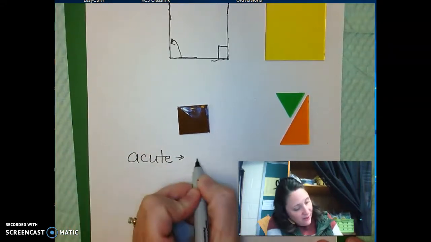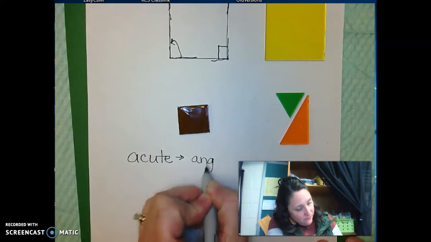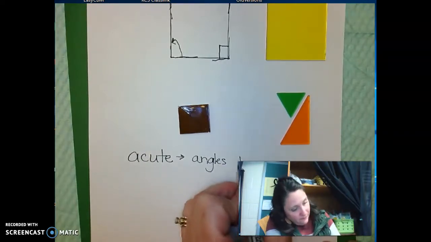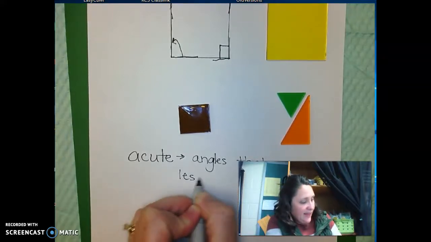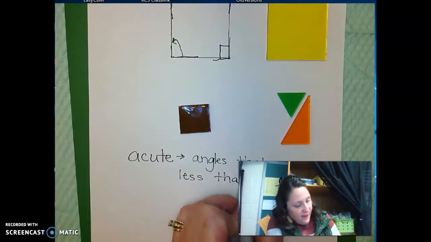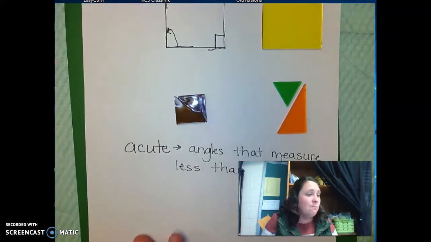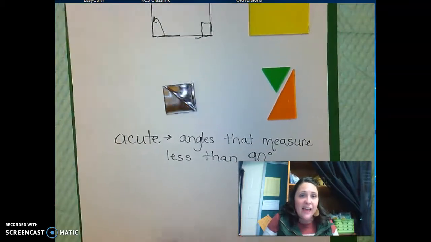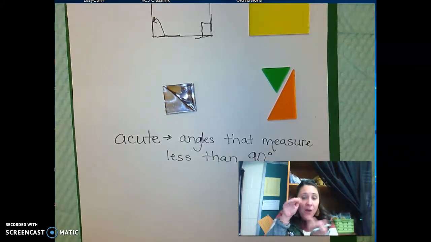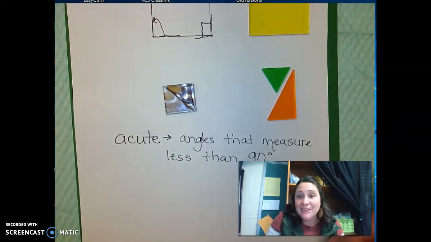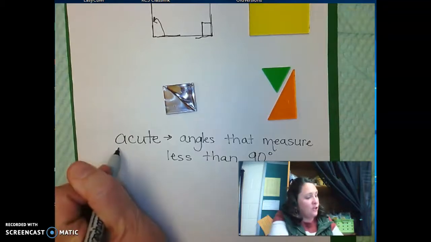And these are angles that measure less than 90 degrees. So these angles are smaller than 90 degrees. And like I said, I call them cute little angles because when we think about a cute little baby, they're little and they're small. Well, these angles are little and small as well. Okay, so these are called acute angles.